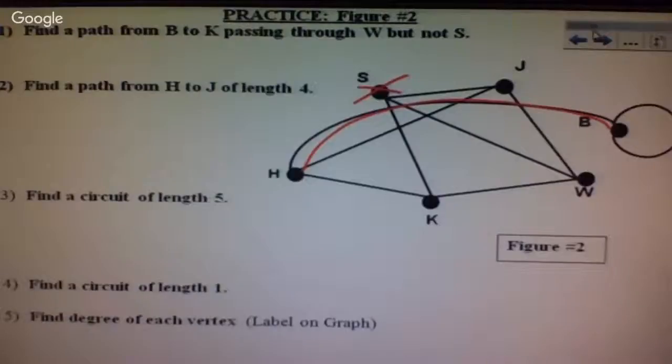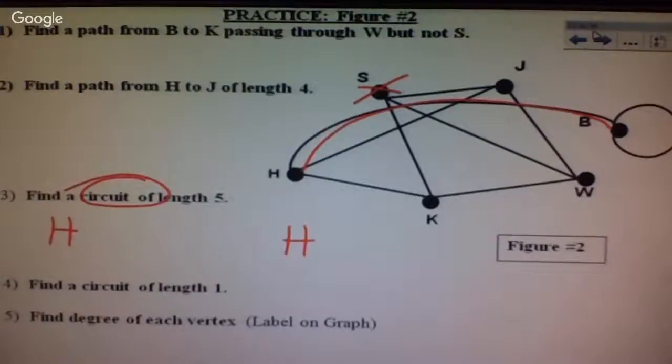Guys, the biggest mistake I'm seeing right now is number 3. You're missing that word circuit. A circuit means if I started at H, my ending letter needs to be H. A circuit has to go back to the beginning. So you can fill in whatever you need in the middle, but whatever you start at is what you need to end at for number 3. That's the biggest problem I'm seeing right now.